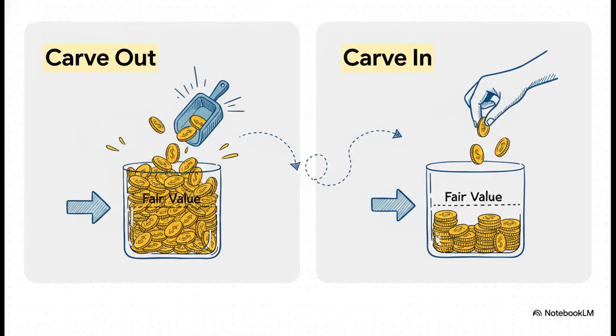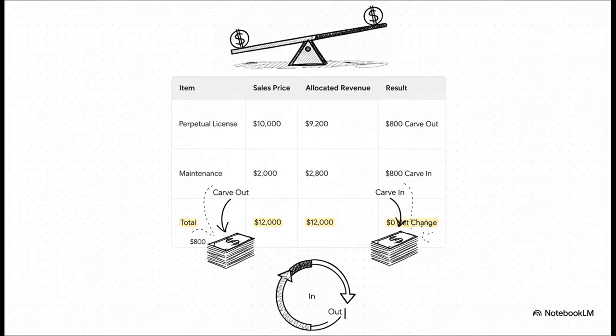So, to make all these adjustments, ARM uses two really key ideas: carve out and carve in. A carve out is what happens when an item's sales price is more than its fair value allocation. And you guessed it, a carve in is the exact opposite. That's when the sales price is less than what it should be. And here's a perfect example of how it all balances out. So the system takes that total deal value, $12,000, and it starts redistributing it. It carves out $800 from the license and carves it into the maintenance, all to make sure everything lines up with its fair value. And notice the key part. The total revenue is still $12,000. It's a perfect zero-sum game.